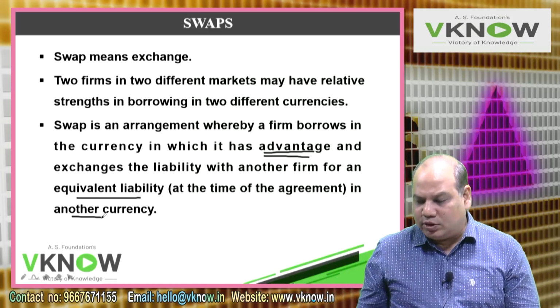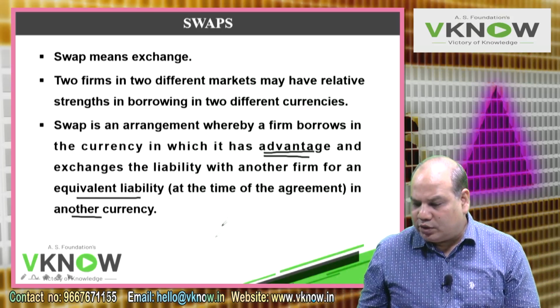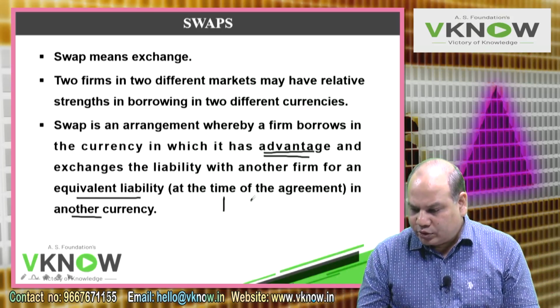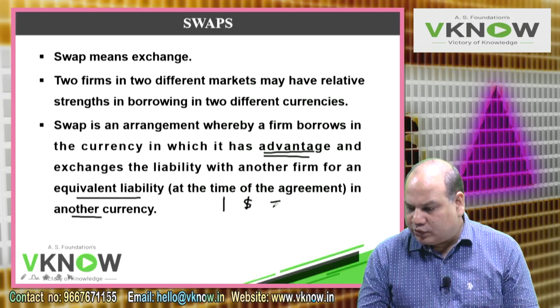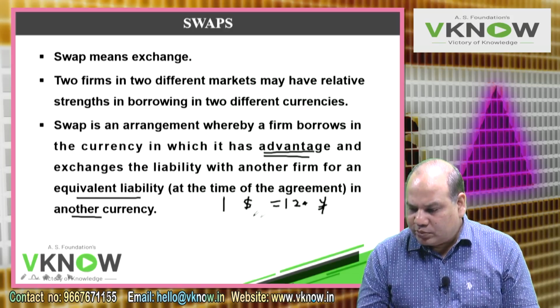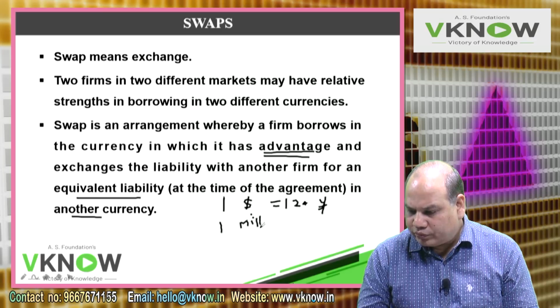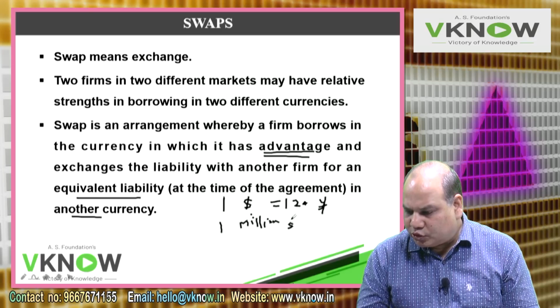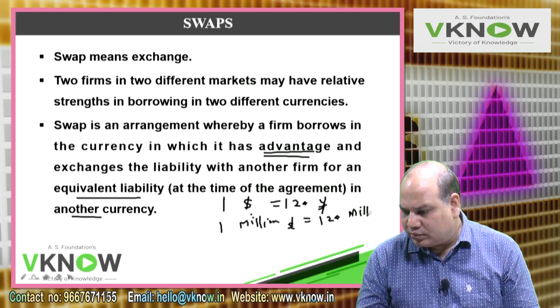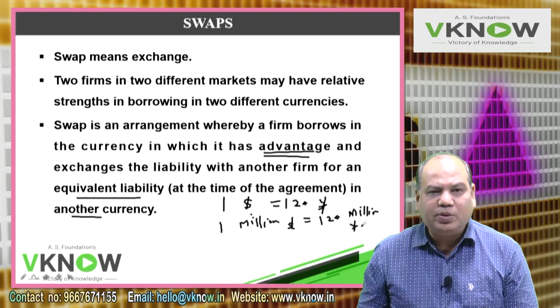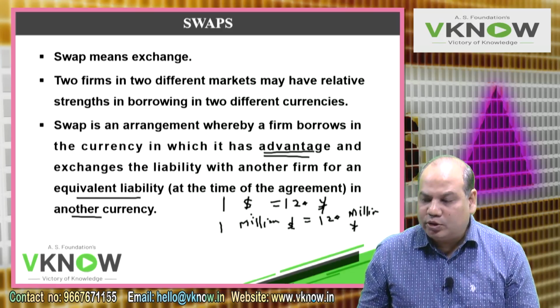Amount will be equal means, suppose the exchange rate is $1 is equal to 120 yen. This is the symbol for yen. So it means they will swap $1 million against 120 million yen. So the amount swapped will be equal, keeping in account the exchange rate between the two currencies.